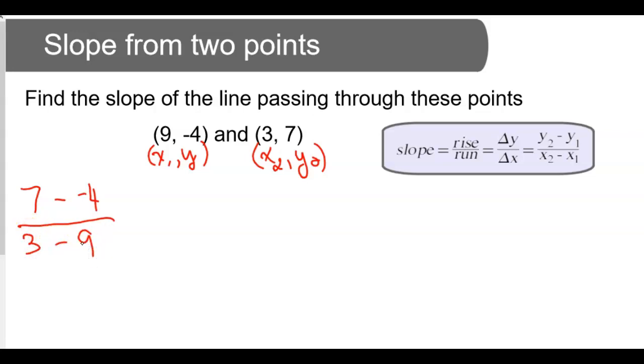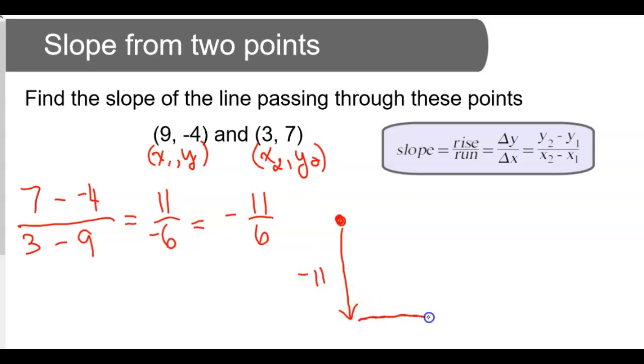Well, 7 minus negative 4, that's a positive 11. 3 minus 9 is negative 6. My slope here is negative 11 over 6. And I'm going to leave it like this, as an improper fraction, because this gives me some really good information. This tells me that when I go from one point to another, I am going to go down 11, and then I'm going to go to the right 6. A negative over a positive is a negative.